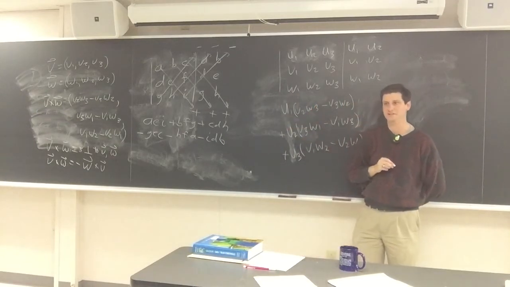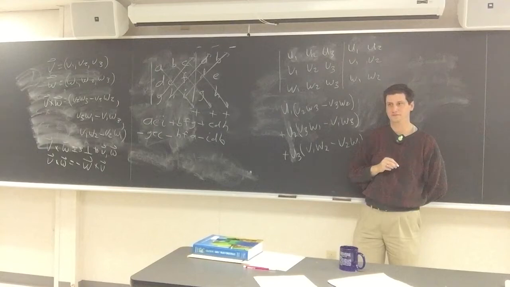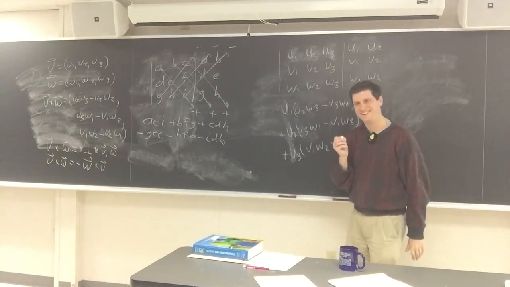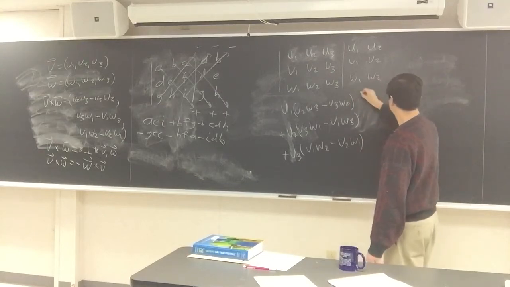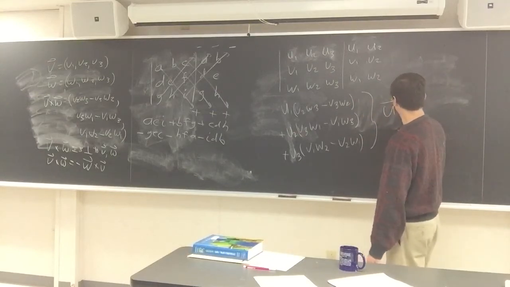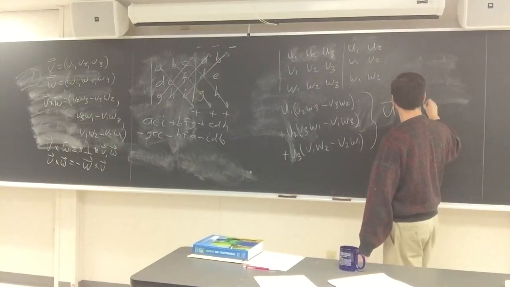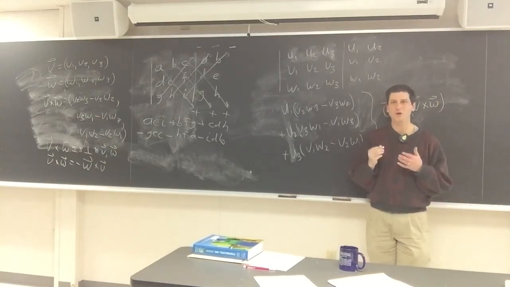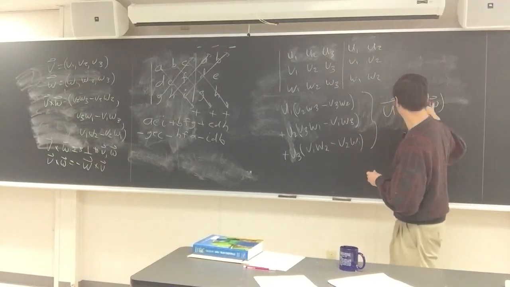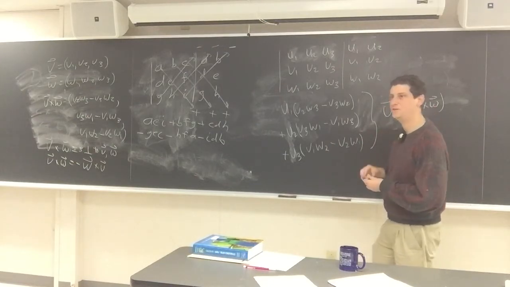What does this look like? The dot product of what? U and V cross W. So this is U dotted with V cross W. So we get to use our two ways of combining vectors. V cross W is a vector, and I can dot that with another vector.